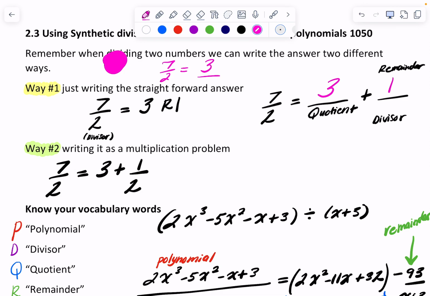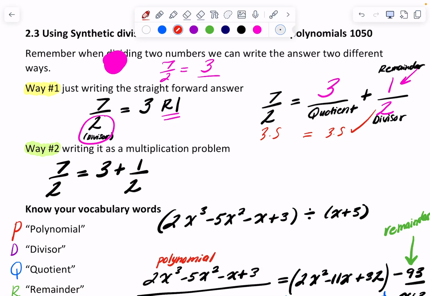So how do we make this an actually true statement? Remember, you don't just write remainder 1. Instead, you put the remainder over the divisor. The divisor is what you're dividing by. We're dividing by 2, so it would actually be 3 plus 1/2, which now is a true statement. 7/2 is 3.5, and 3 plus 1/2 is 3.5. So does everyone see how you do it?